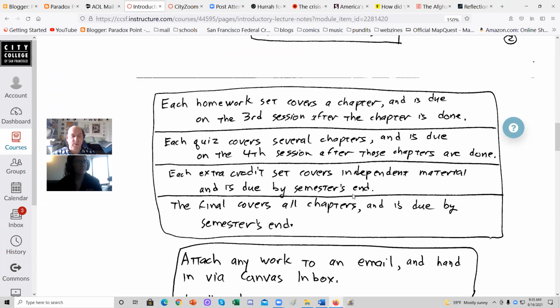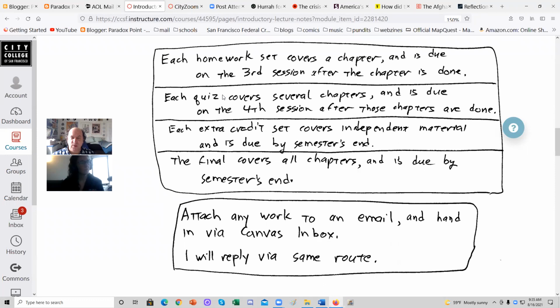Okay, the mechanics. Each homework set covers a whole chapter. It's due on the third, more or less, section after the chapter is done, generally the next week. So do sections 1-1 through 1-7. Don't just hand me section 1-1. I want one whole chapter at a time. Each quiz covers several chapters, generally one or two problems per subsection, and it's due on the fourth section after that chapter is done. Each extra credit set covers independent material and is due by semester's end.